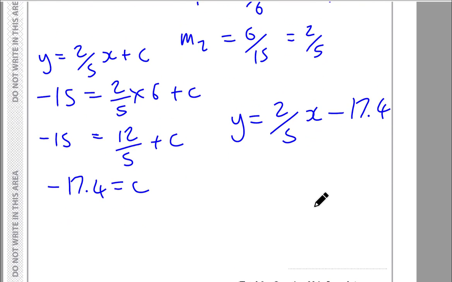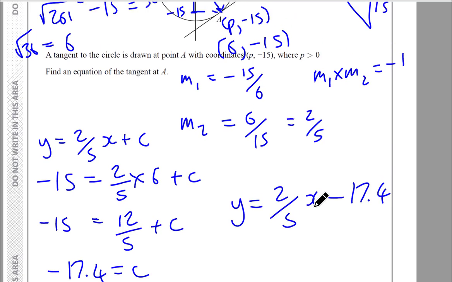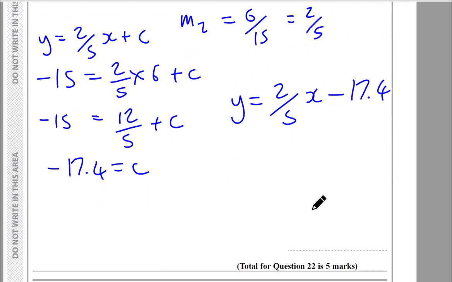That's another 5 marker. So look at, earn all those method marks. That's a very nice question at the end. You should be able to feel that you can get the grade 8 and 9 right there.